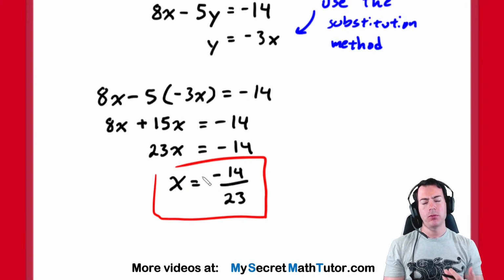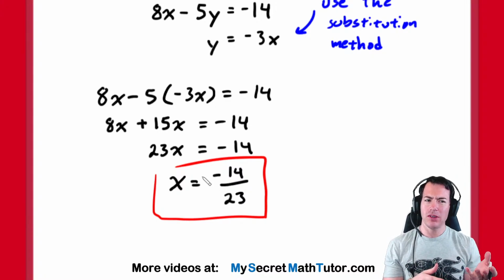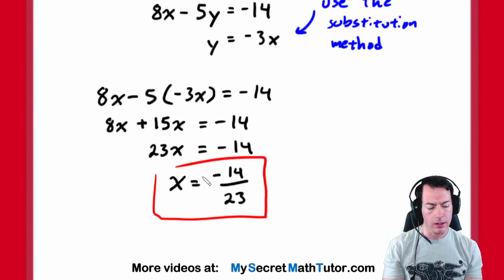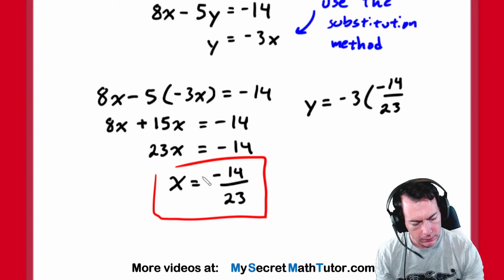Keep in mind what we really have, for a full solution we need both the x and the y values, so we still have more work to do. But again, that second equation is already solved for y, so we can go ahead and take this value, run it up, and put it in that other equation.